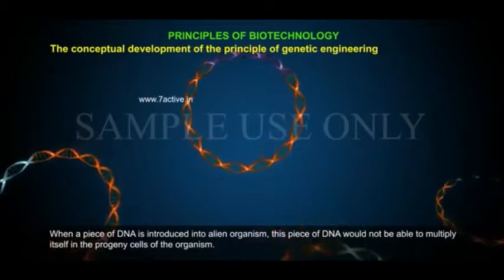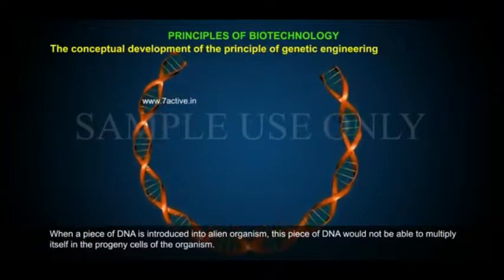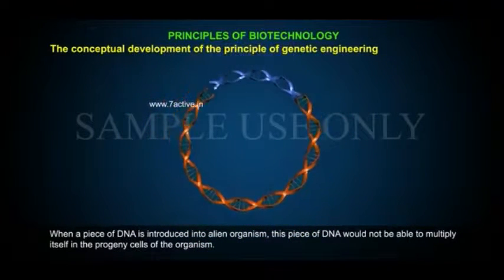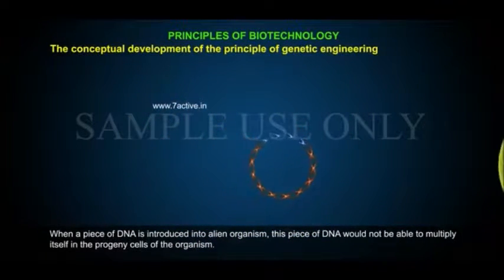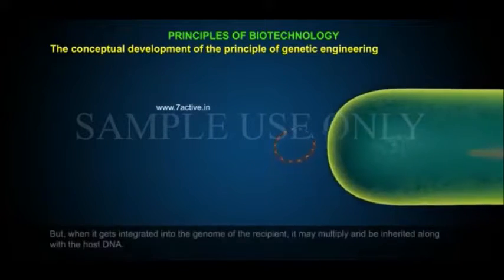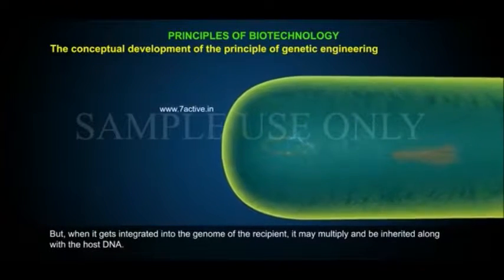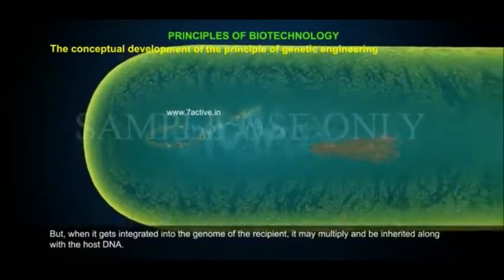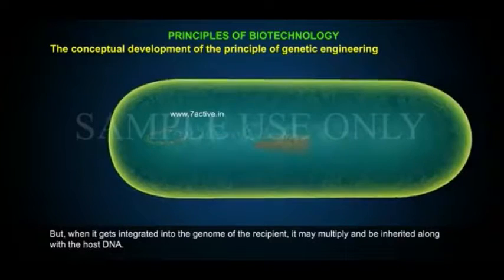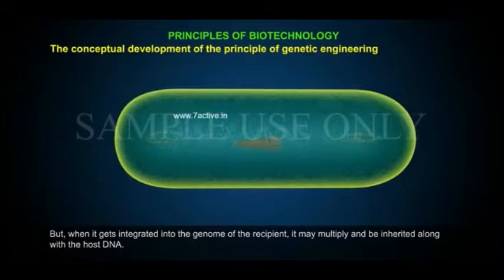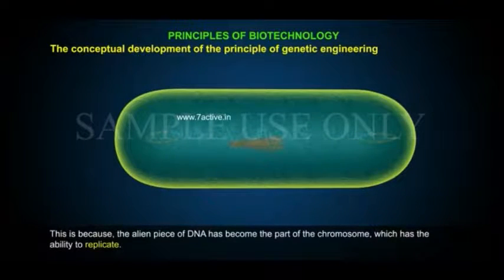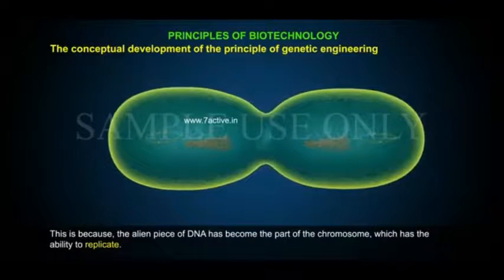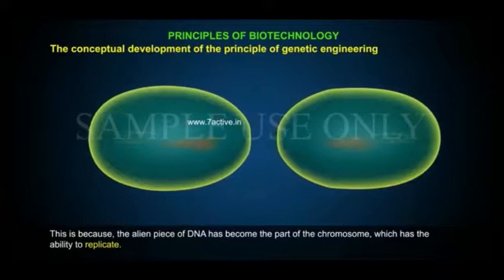When a piece of DNA is introduced into alien organism, this piece of DNA would not be able to multiply itself in the progeny cells of the organism. But when it gets integrated into the genome of the recipient, it may multiply and be inherited along with the host DNA. This is because the alien piece of DNA has become the part of the chromosome which has the ability to replicate.